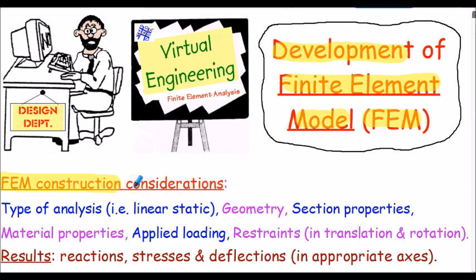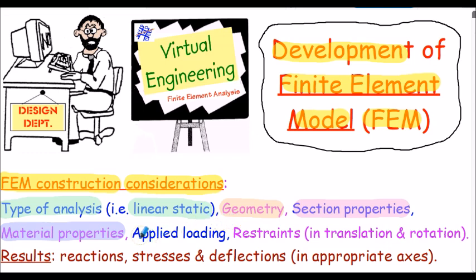There are various considerations to now review. You need to consider the type of analysis, in this case I would suggest that's linear static analysis. You then need to input the geometry of the respective beam configuration, input the various section properties for the beam, the various material properties, consider the applied loading, and also the restraints in both translation, that's X, Y, and Z axes, and also in rotation about the X, Y, and Z axes.